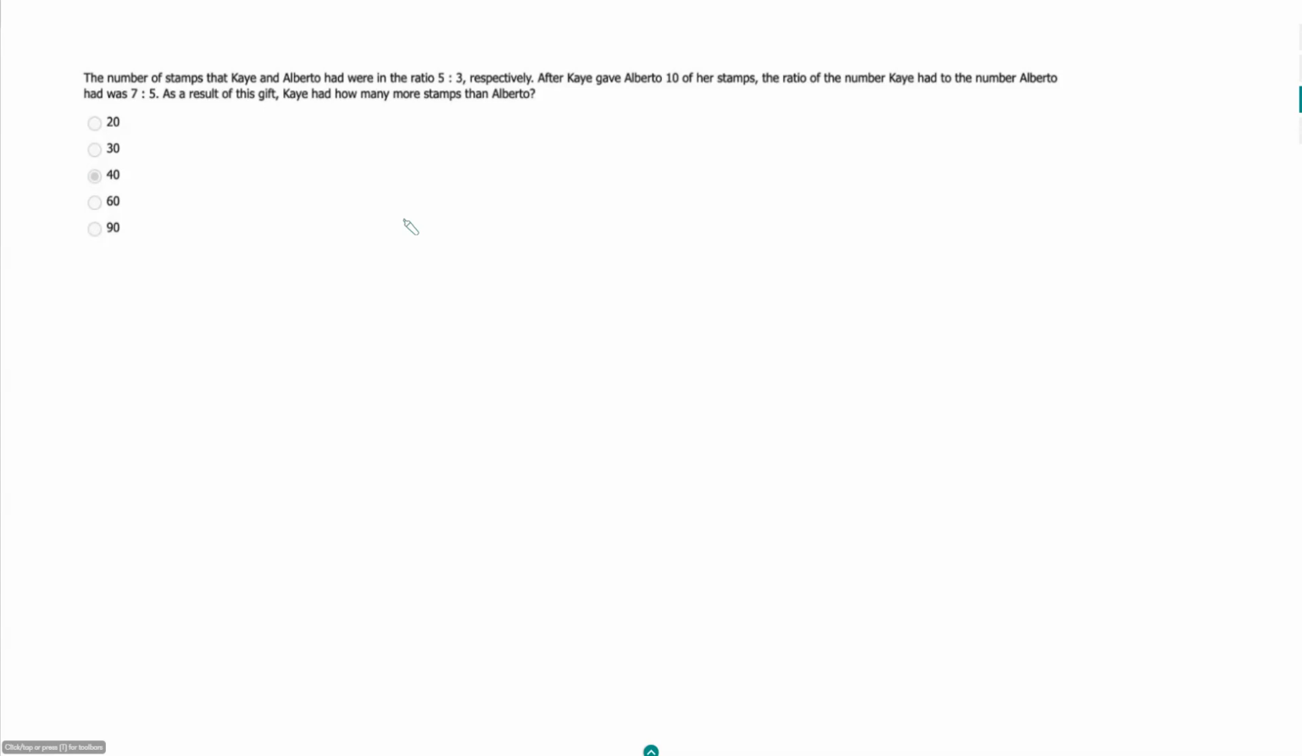So we have a ratio question, and in this case we have a before and after ratio, so before the exchange and after the exchange. Now, in both cases, our ratio is K to Alberto, or K's stamps to Alberto's stamps.